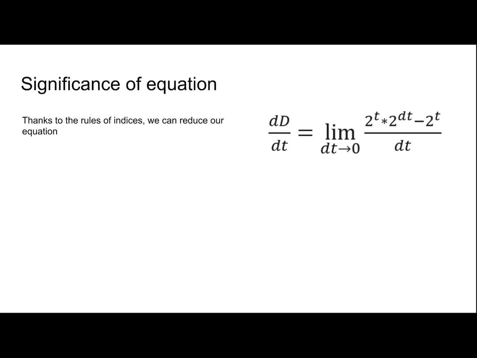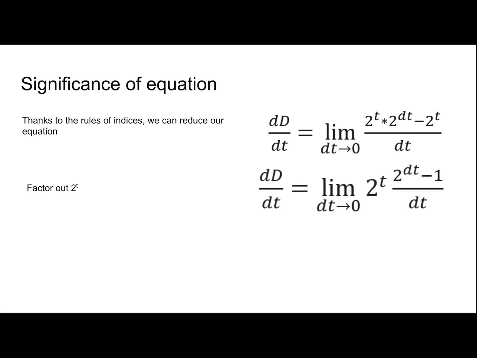So 2 to the power of t plus dt can be split into 2 to the power of t multiplied by 2 to the power of dt. And the negative 2 to the power of t stays there. So now as you can see, we have 2 to the power of t as a separate variable, as now we can factor it out. We can take it as a common factor. If we take out 2 to the power of t as a common factor, then we'll get 2 to the power of t times 2 to the power of dt minus 1 over dt.